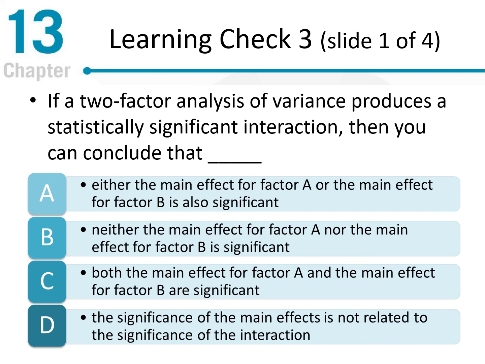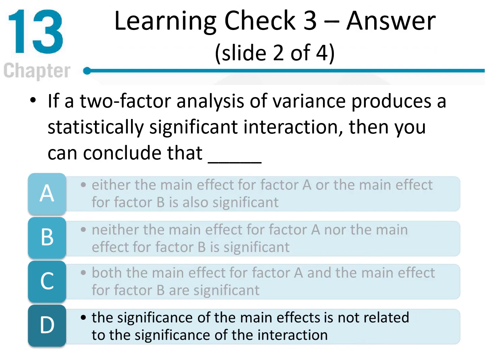So in this case, it doesn't matter what happens with the main effects. They don't affect the interaction. They're all independent of each other. And that's answer D. The significance of the main effects is not related to the significance of the interaction. But if you get a significant interaction and you have significant main effects, you want to prioritize the interaction. You don't want to put too much stock in the main effects because the interaction trumps the main effects when it's significant.